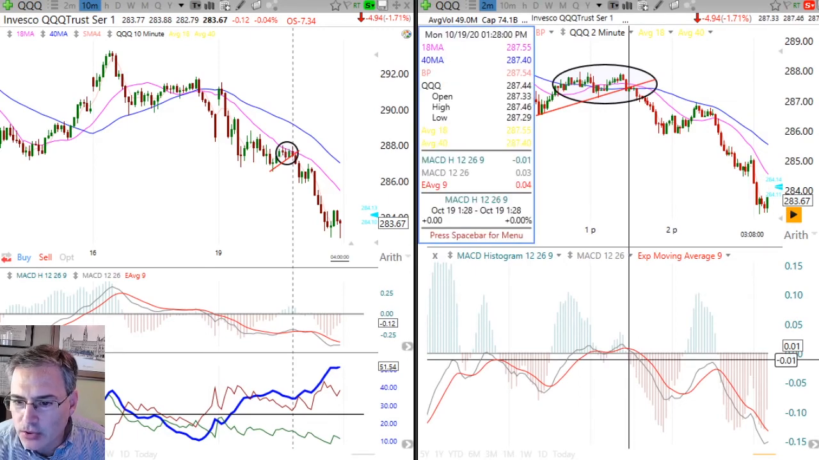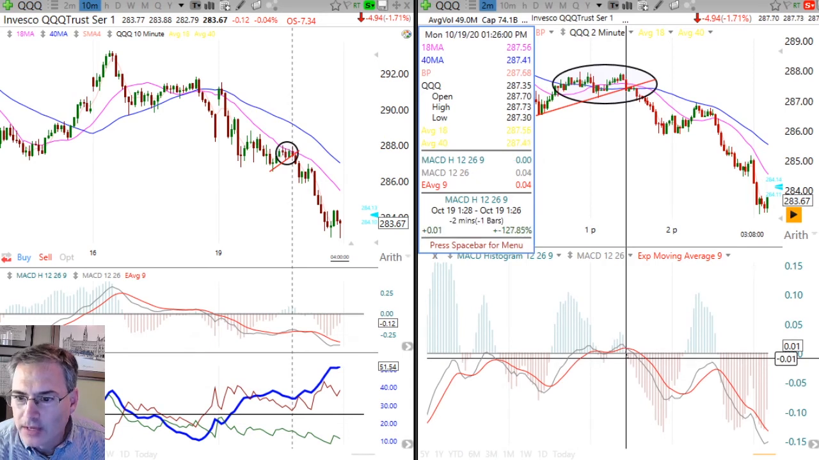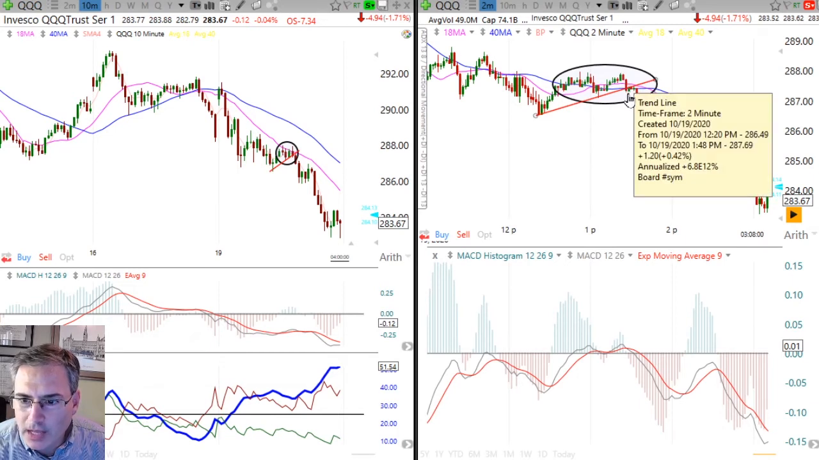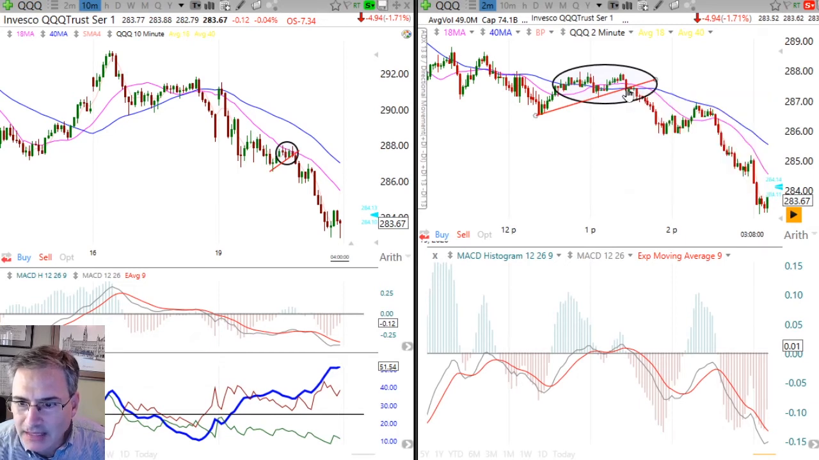And if you notice, you had the downside crossover basically at the same time that the price was breaking the trend line, it was breaking the 18, and it was breaking the 40, all at the same time while the MACD was turning down.